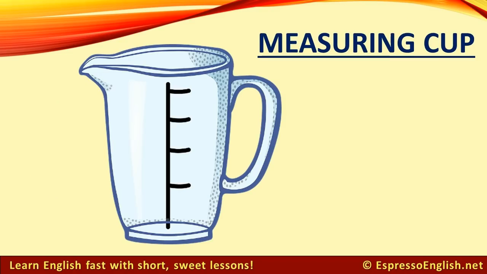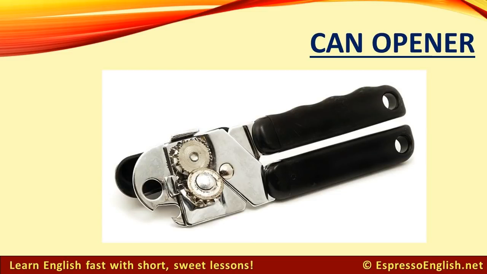Measuring cup. Use a measuring cup to measure how much of each ingredient you need to use in the recipe. Many measuring cups are labeled in cups, ounces, and milliliters. Can opener. There is also an automatic type called an electric can opener.